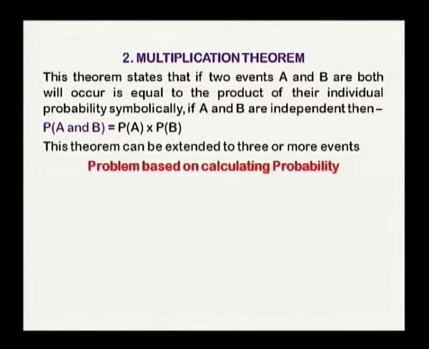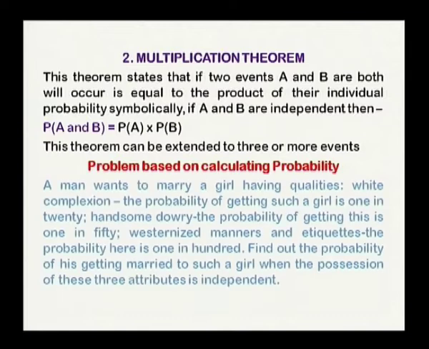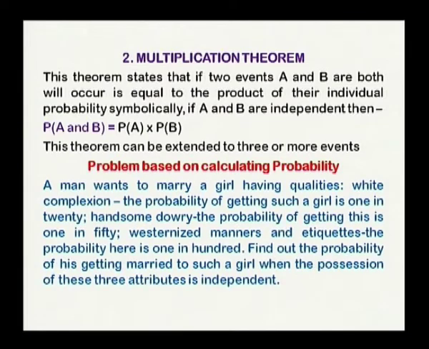Now, we discuss a problem which is based in this connection. A man wants to marry a girl having qualities: white complexion, the probability of getting such a girl is 1 in 20; a handsome dowry, the probability of getting this is 1 in 50; westernized manners and etiquettes, the probability here is 1 in 100. Find out the probability of his getting married to such a girl when the possession of these 3 attributes is independent.